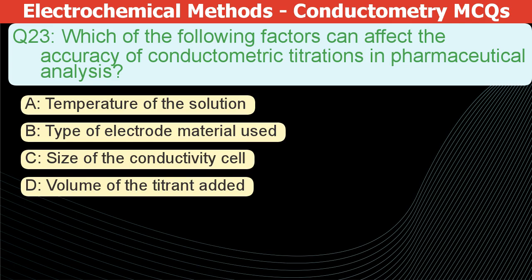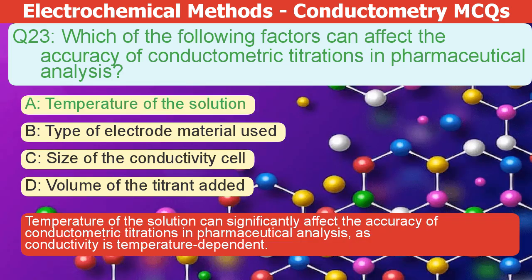Which of the following factors can affect the accuracy of conductometric titrations in pharmaceutical analysis? A. Temperature of the solution. B. Type of electrode material used. C. Size of the conductivity cell. D. Volume of the titrant added. The correct answer is A.